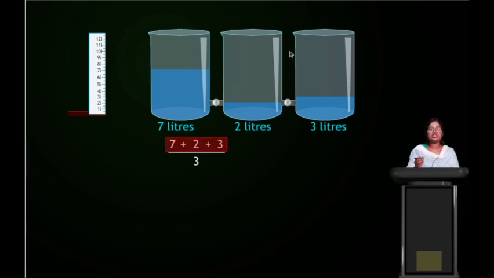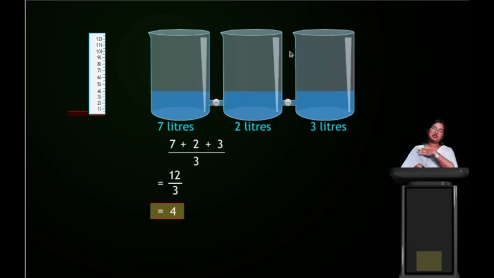So what is the sum of these 3 numbers, children? Yes, you are correct. It is 12 liters. So 12 divided by 3 gives us, yes, it is 4. So here you can see mathematically we have proved that each beaker can hold 4 liters of water. Now let's verify this. Yes. So for this I am opening the valves and these 3 beakers are filled with the same quantity of water now. Isn't it? Yes. So here we have found out the central tendency.